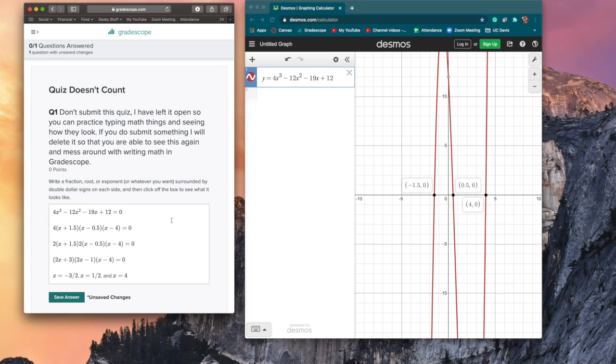So there's this very, very nice correspondence between knowing what an x-intercept of a function is and knowing what a factor of that polynomial is. All right, that's all I got. I will leave it there.